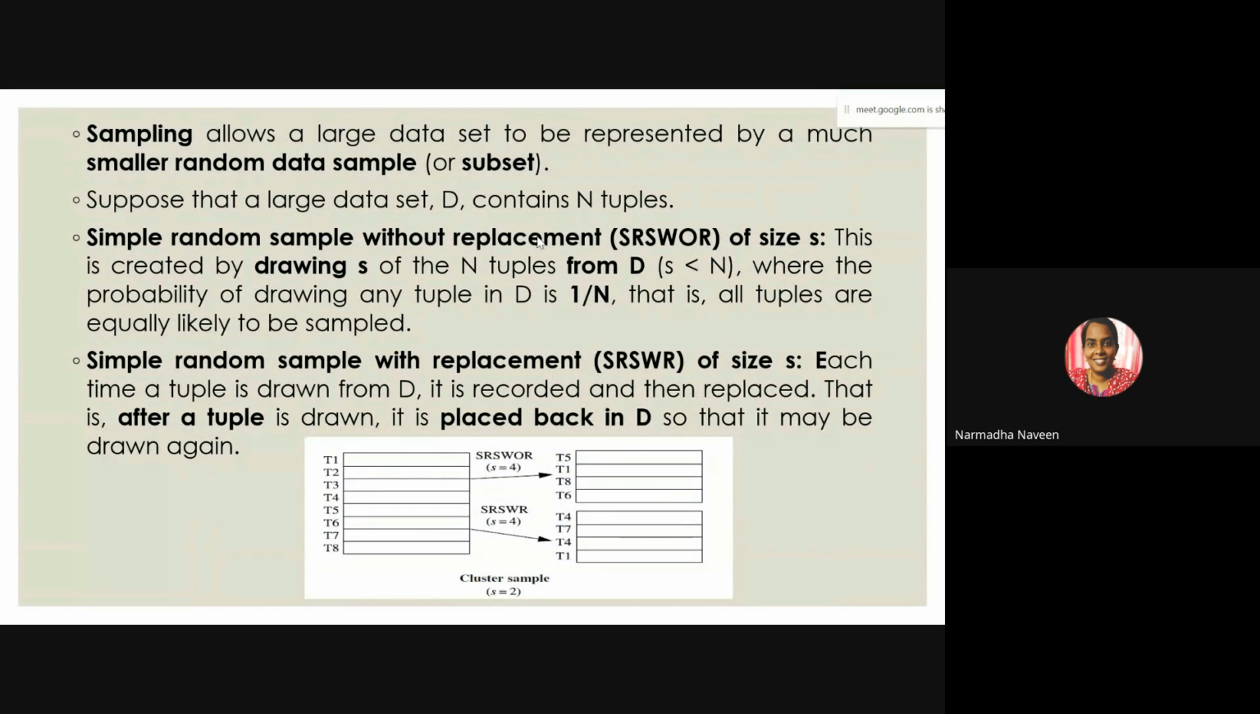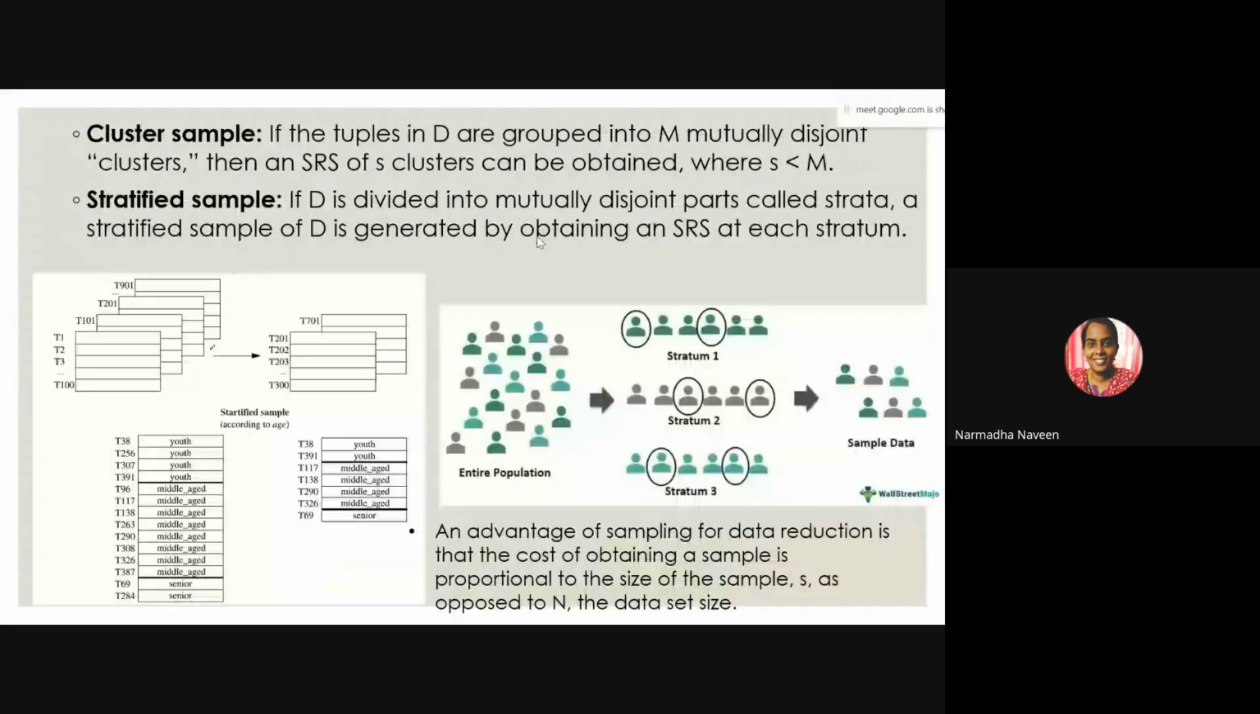Sampling. Whenever you do any analysis, there are different methods. That is simple random sampling without replacement, where you draw certain samples, do the analysis, but you don't replace them. And random sampling with replacement, where you draw a sample, do the analysis, and replace the record back again. And you have cluster sampling and stratified sampling, where the sample is divided into mutually disjoint parts called strata. And the advantage of such type of reduction is that the cost for obtaining the sample is proportional to the size of the sample, as opposed to the data set size.